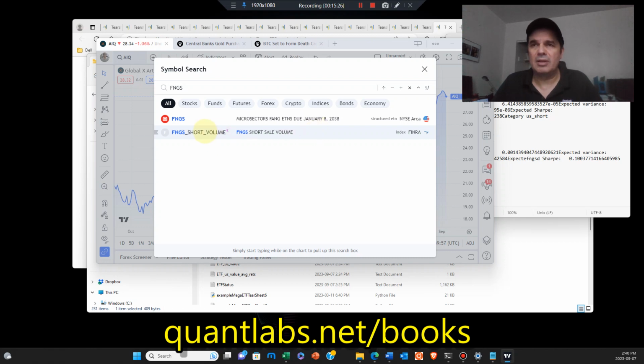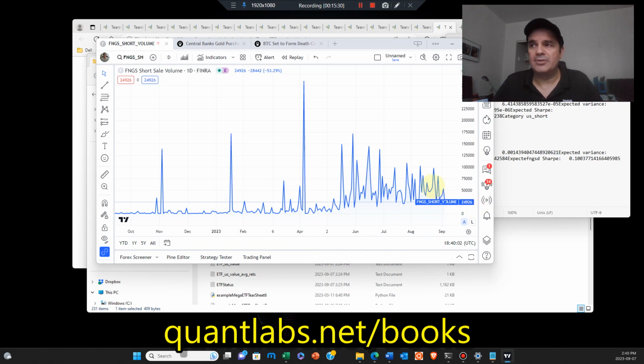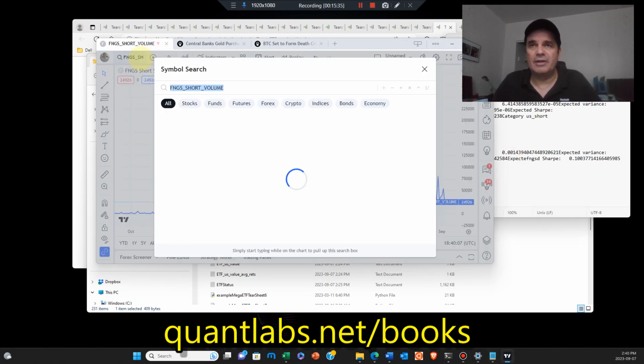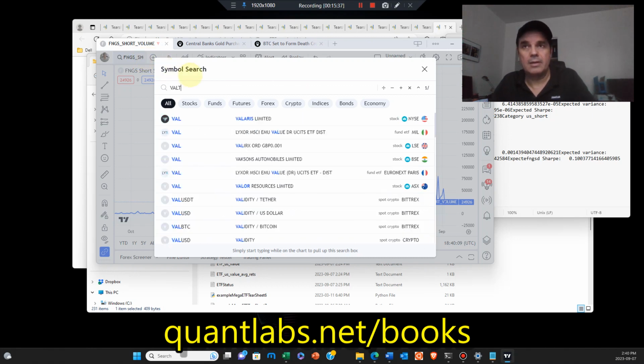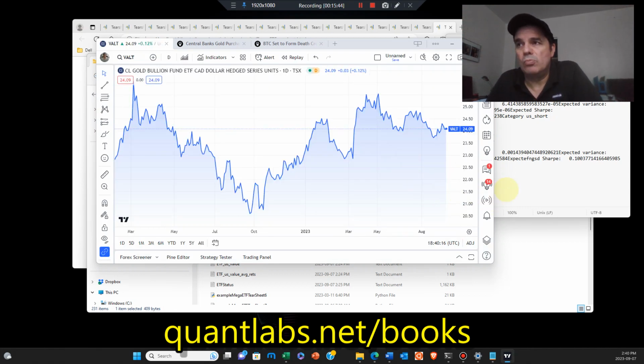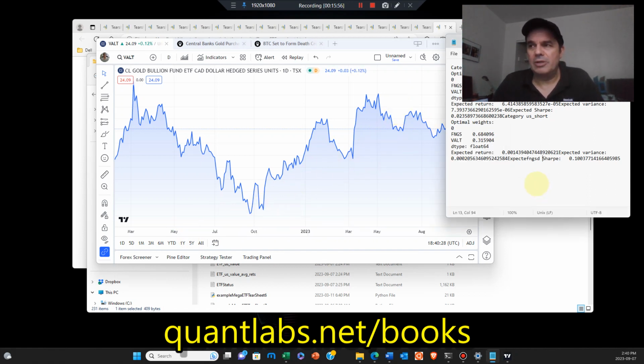Okay, I don't know if this is a short sale volume. Yeah, so this is really not worth anything to worry about. But this one you can look at is VALT. This is the Gold Bullion Fund ETF Canadian Dollar Hedge Series. Now that's year to date. It looks fairly flat. Do you want to hold that? Maybe not. You want to hold something that shows you a predictable upswing moving to the upper right. That's what you want, a nice consistent return. There's a bunch of them here.